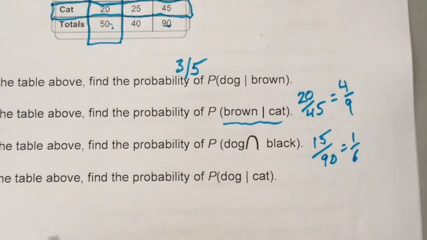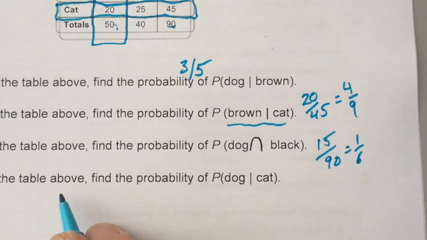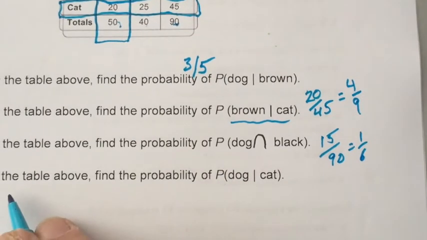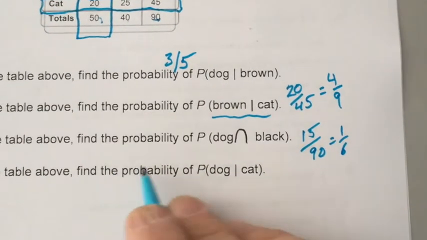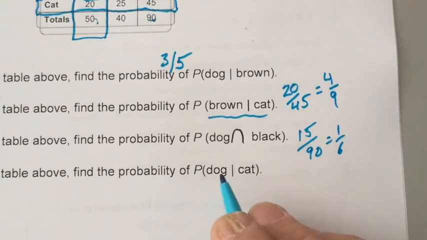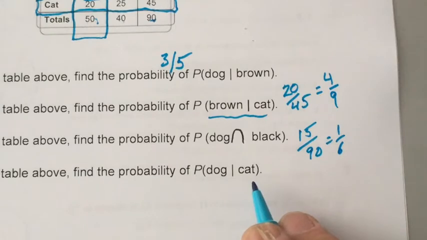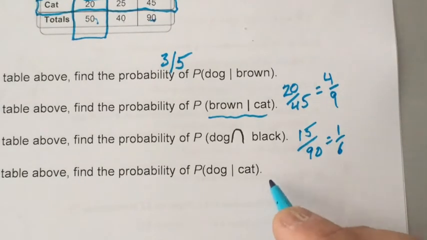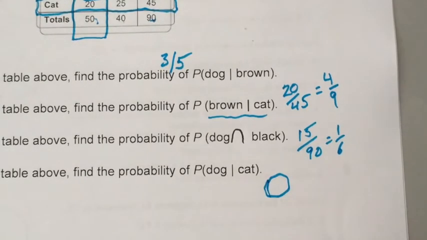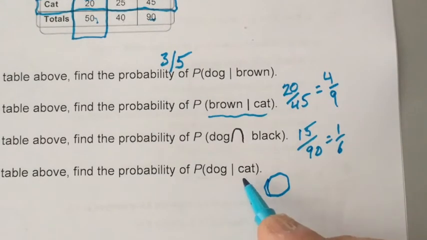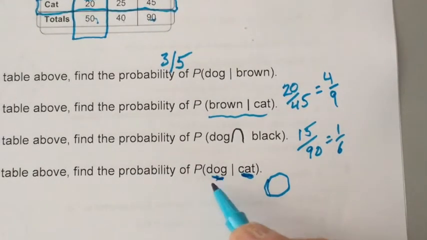Find the probability. See, and for this one, we don't even really need to look up at the chart. Given the table above, find the probability that you got a dog given that you got a cat. 0%. Yeah, that's just not happening. Okay? If you got a cat, you can pretty well know that you did not get a dog.